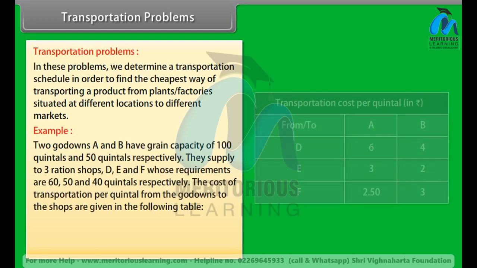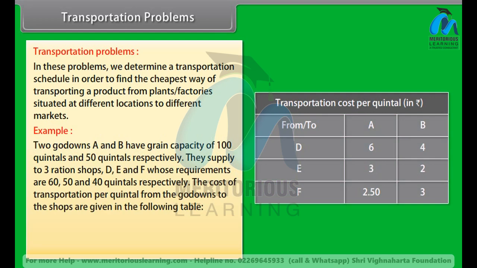Example. Two godowns A and B have grain capacity of 100 quintals and 50 quintals respectively. They supply to three ration shops D, E and F whose requirements are 60, 50 and 40 quintals respectively. The cost of transportation per quintal from the godowns to the shops are given in the following table.